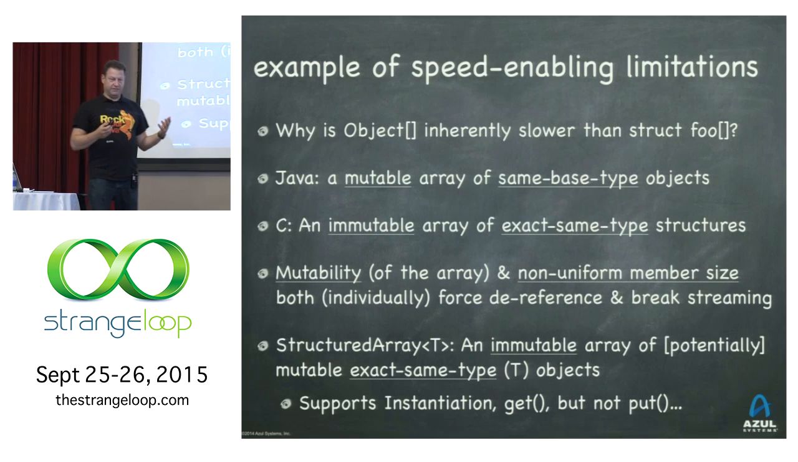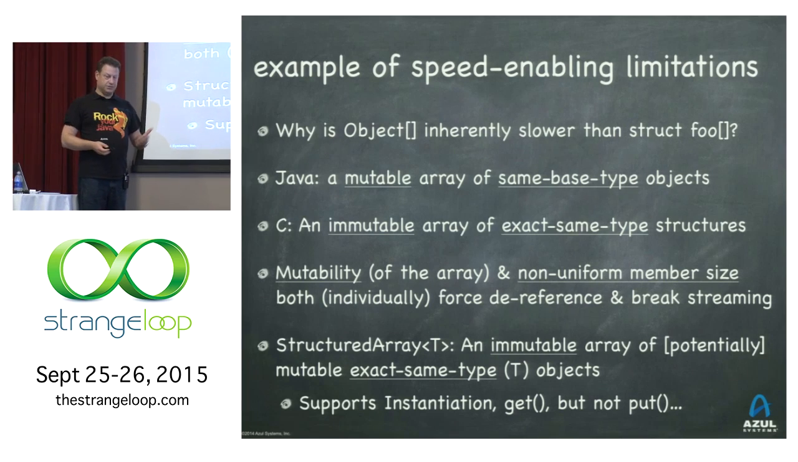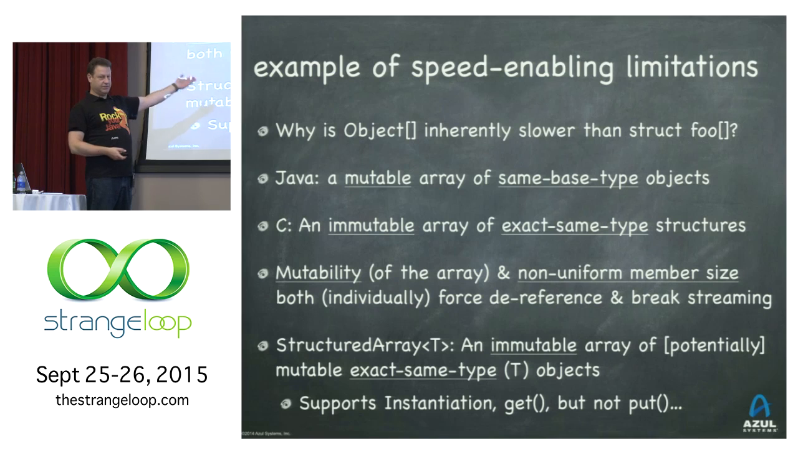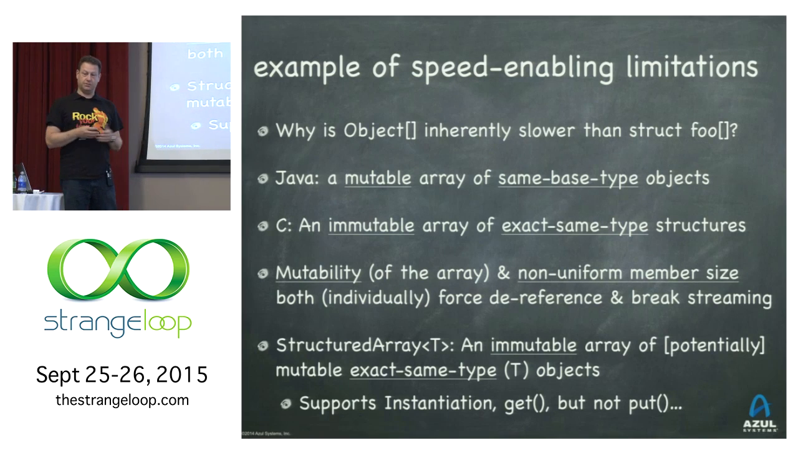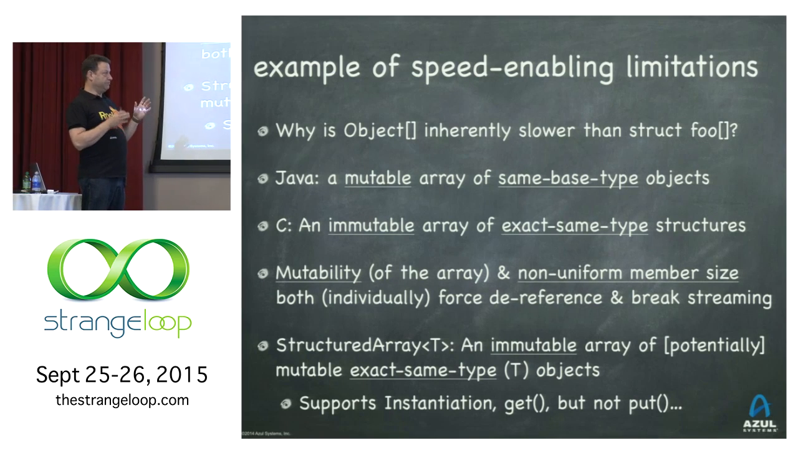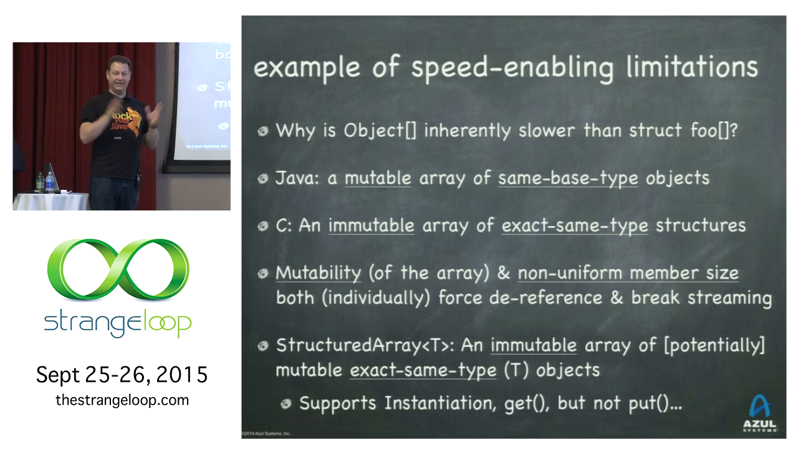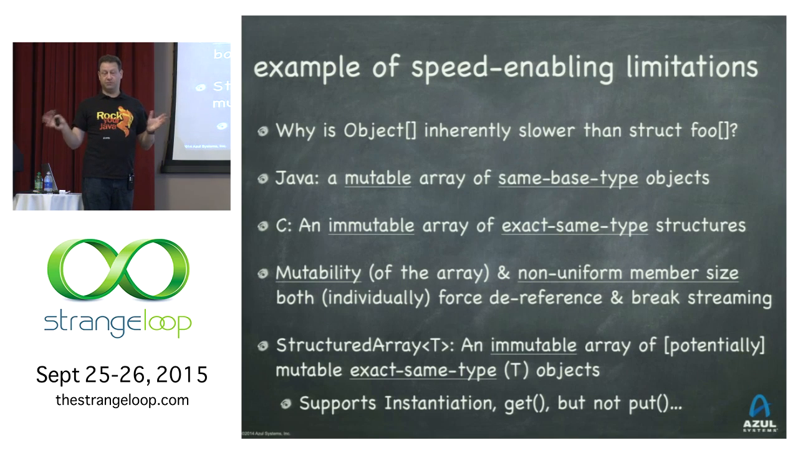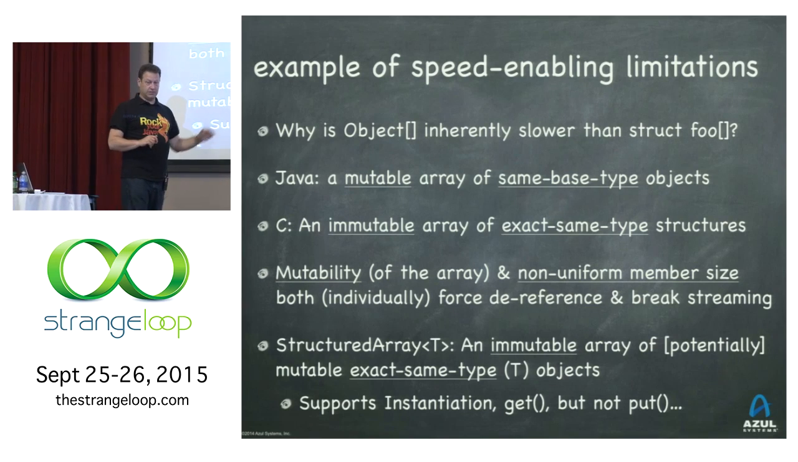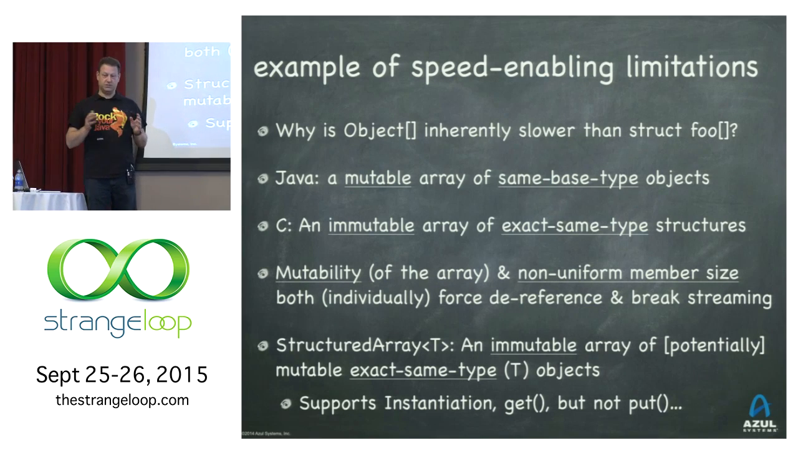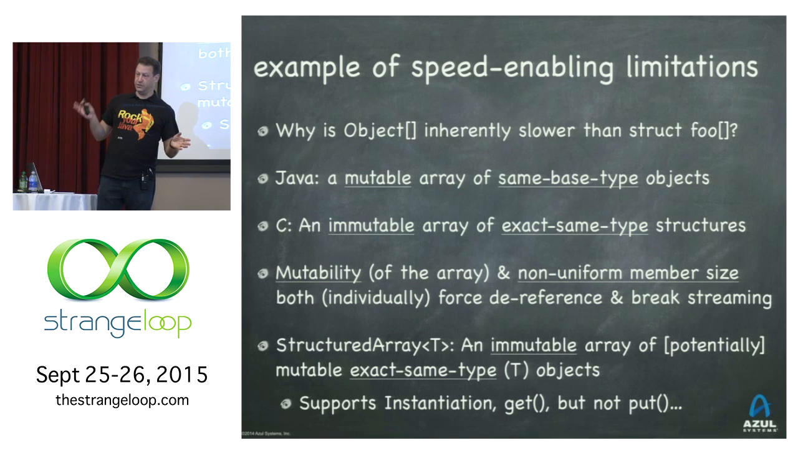An example of capturing the semantic limitations is here. A structured array of type T, this is a Java collection in object layout, is an immutable array of any Java object, as long as it's constructible. Now the object could be mutable or immutable, that's up to you. It's very common for them to be mutable in actual use cases, but they are exact same type, right? An array of points is an array of points, not an array of subclasses of points.